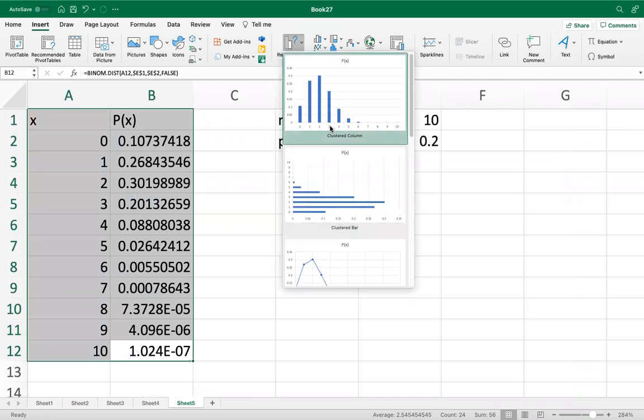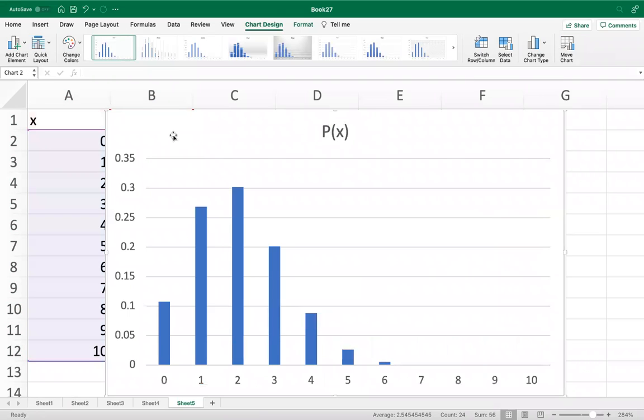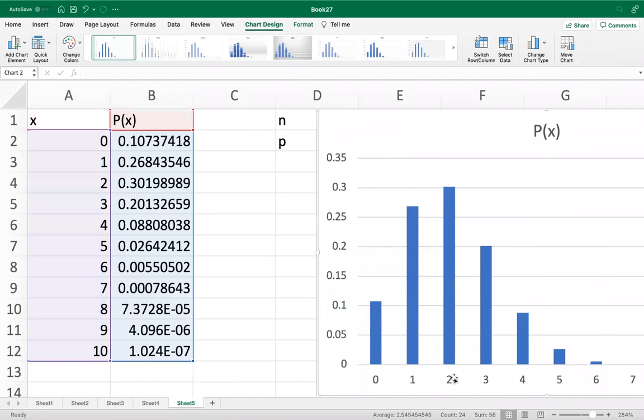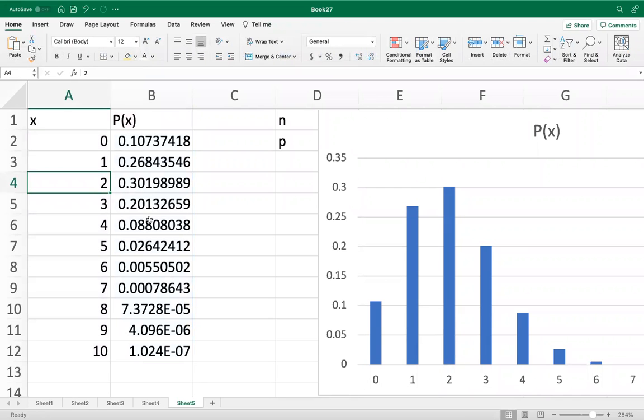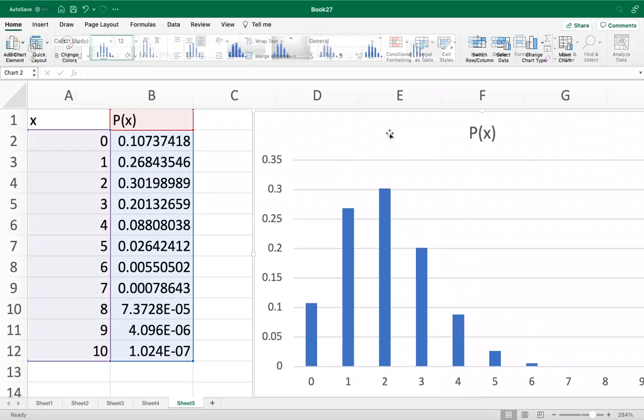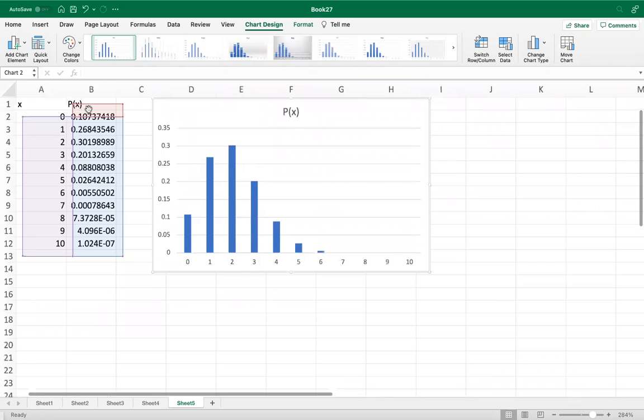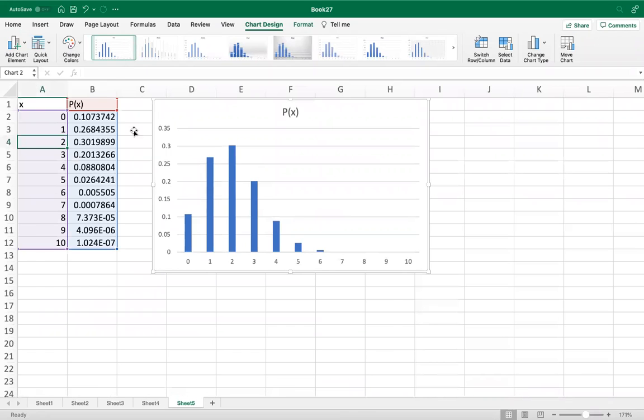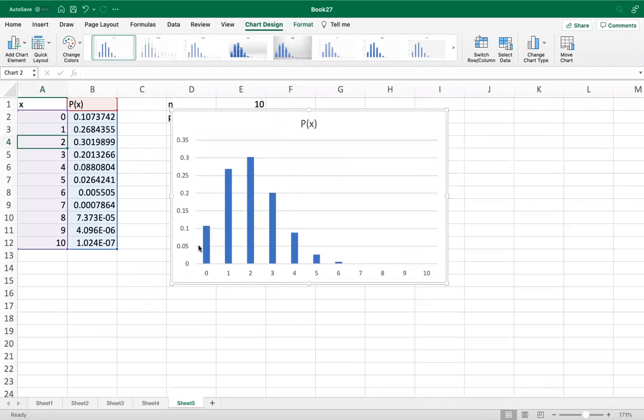Try this one here. So just to make sure, 2 has the highest probability, with 0.30. And there we go. So it matched each of the x values, or the values in the first column, with the height of the second column. So the height here, and there we go.